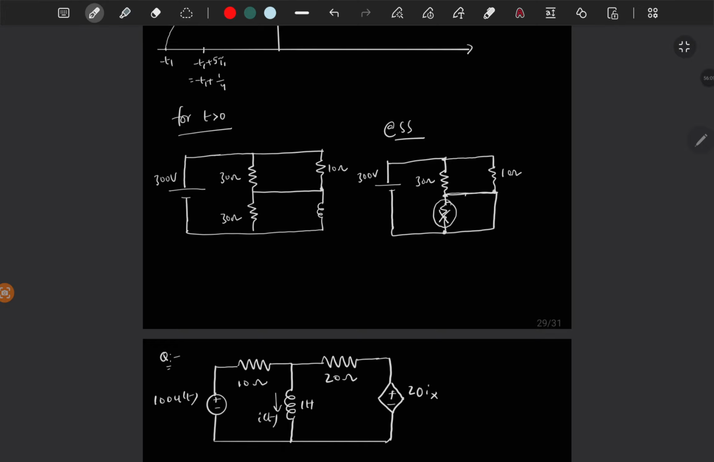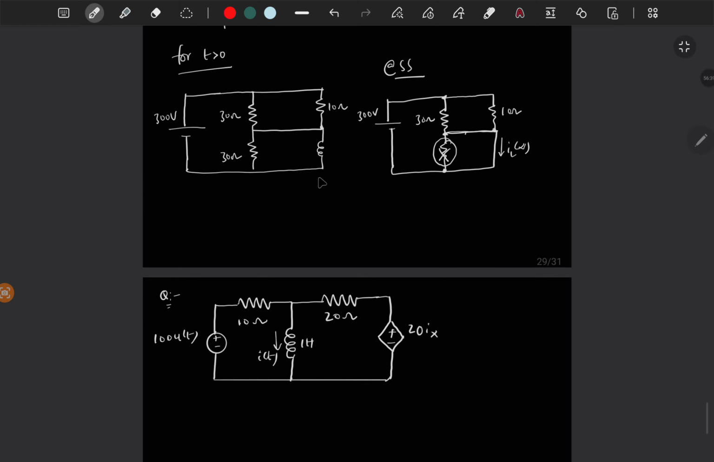So I am saying this is 300 volt. So if it is 0, then this is 0 volt. I am taking this as reference, which is ground. So this is 0 and this is also 0 volt. So okay, ignore this one. You have to find the short circuited current, right? So that is at steady state, which is IL of infinity. So these two resistors are in parallel.